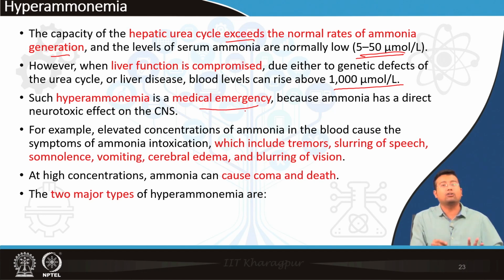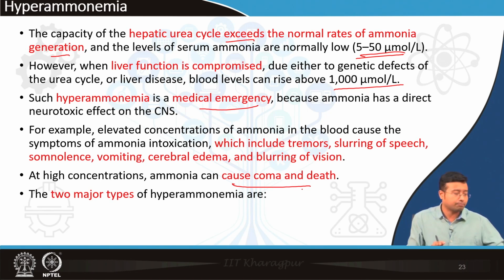Patient will become unconscious, they will faint, there will be tremor, there will be slurring of speech, the patient will appear sleepy, but actually he is not sleeping. Patient will feel an urge of vomiting, there will be cerebral edema, raised intracranial tension, the patient cannot see. So these are all the symptoms of ammonia toxicity, and ultimately if it is not treated, it can lead to coma and death.